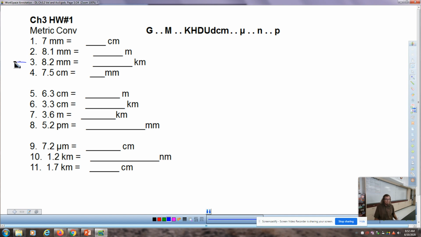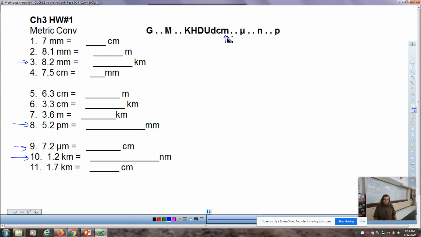I think number 3 would definitely be worth doing. I think question number 8 would definitely be worth doing. I think questions 9 and 10 would definitely be worth doing because those ones kind of stretch out our metric prefixes. So starting with number 3 says 8.2 mm equals blank km. Okay, so we recognize that the last m stands for meters. Then the first m is the prefix, must be milli.